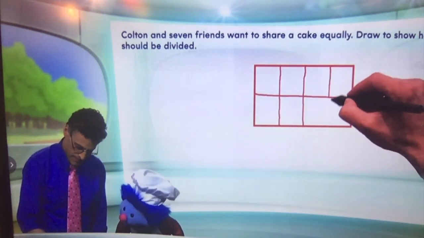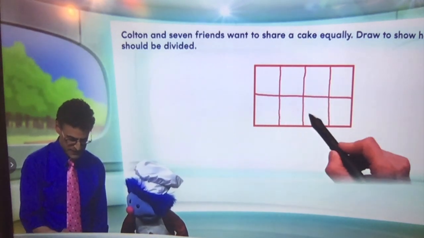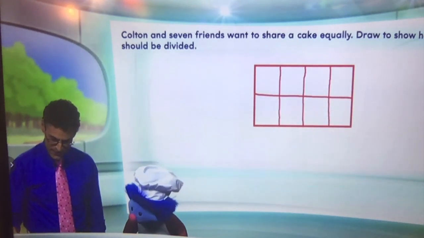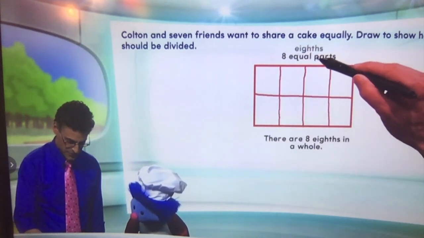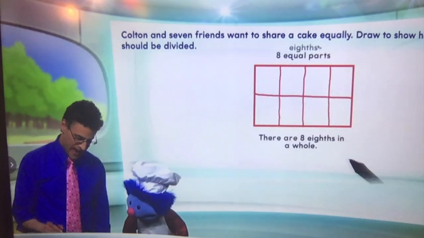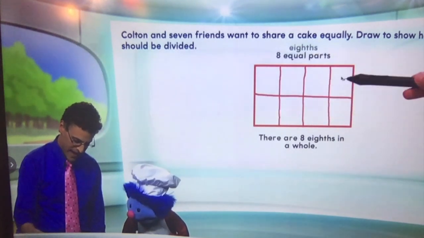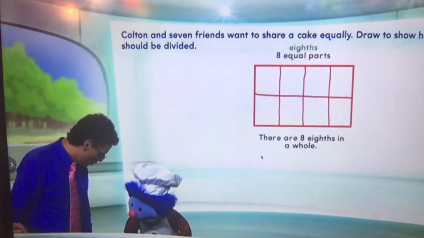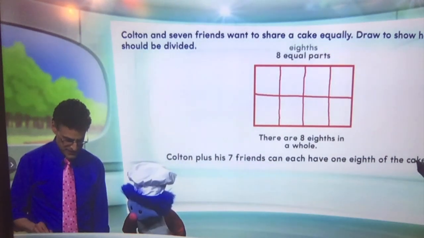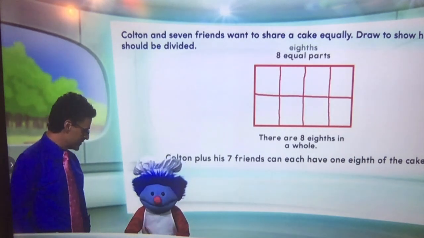Hey, math. Look at that. Exactly, check it out. Now we see we have 1, 2, 3, 4, 5, 6, 7, 8, and they're all 8 equal pieces. Each one is an eighth. And we see that if we have 8 eighths, 1, 2, 3, 4, 5, 6, 7, 8, then 8 eighths make up a whole, the whole cake. Exactly. And so the answer is, Colton plus his 7 friends can each have 1/8 of the cake. And that's the answer. Yay!